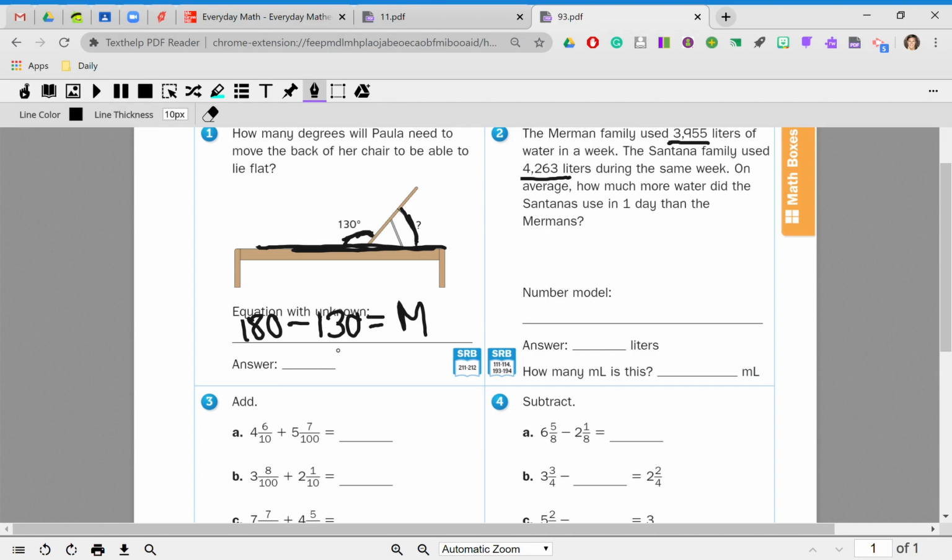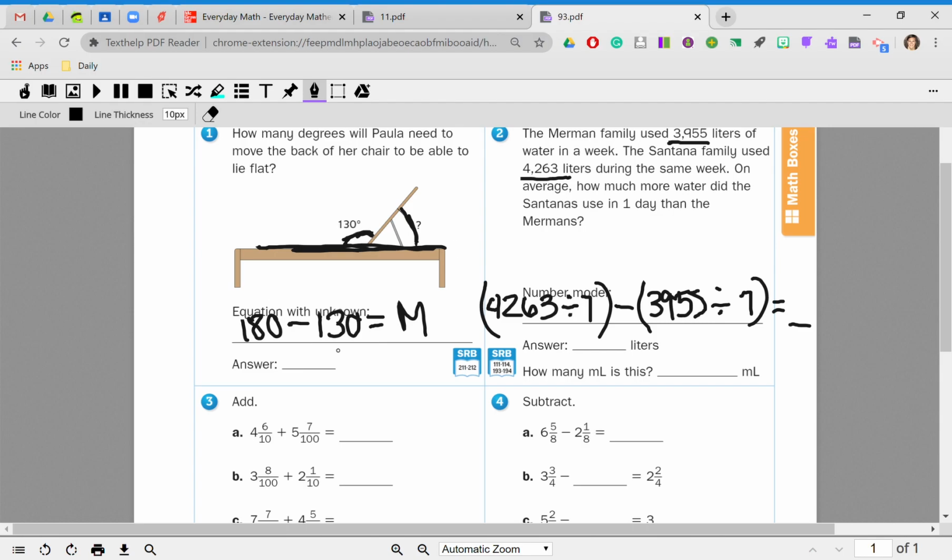So I need to figure out how much each person used in a day, or each family, then I need to subtract. So what we're going to have to do here is we're going to have to divide each of these numbers by 7 first, because this is for the whole week. And I know that there are 7 days in a week. So I'm going to need to do 4,263 divided by 7 first. And then I'm going to subtract that from 3,955 divided by 7. And that is going to give me my answer. So you're going to have to do 2 division problems. Then you're going to subtract, and that's going to give me my answer in liters.